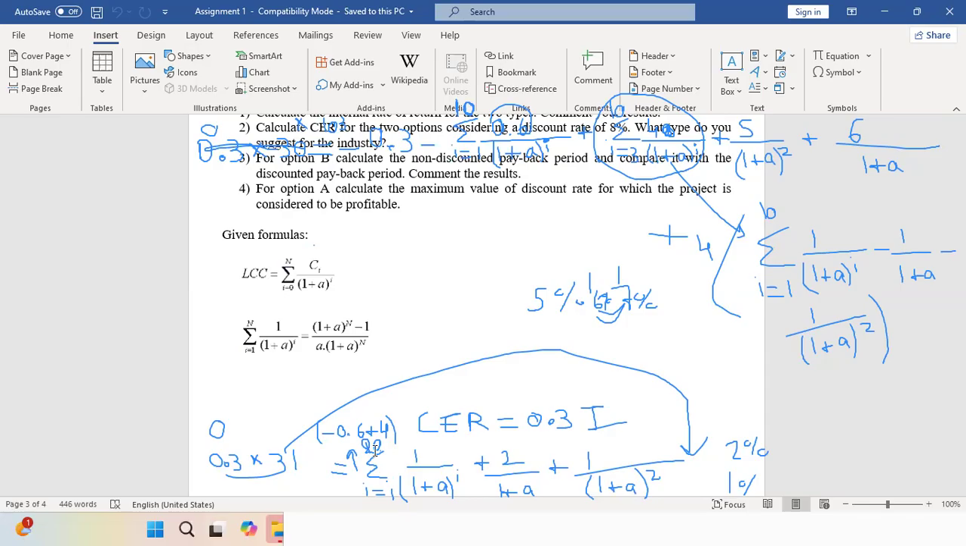It's really easy. And in case you want to use trial and error, you don't use summation. You replace the summation from 1 to n of 1 over 1 plus a to the power i by 1 plus a to the power n minus 1 over a times 1 plus a to the power n. So if you don't have a calculator with summation, you use this.